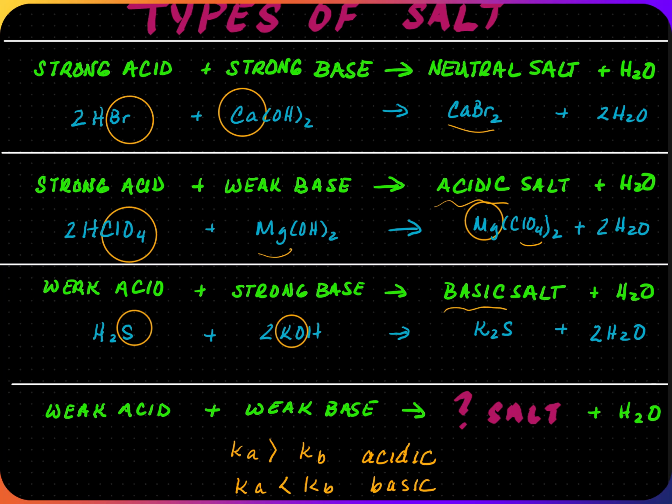A weak acid and a weak base will produce an unknown salt and water. The pH of the salt is dependent on the Ka and the Kb of the weak acid and weak base. If Ka is greater than Kb, it is an acidic salt. If Ka is less than Kb, it is a basic salt.